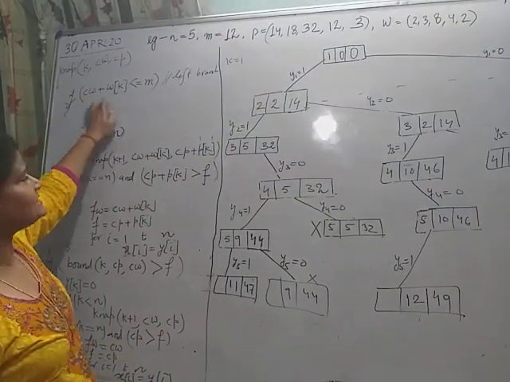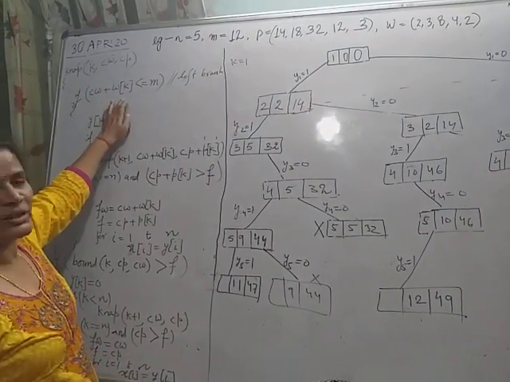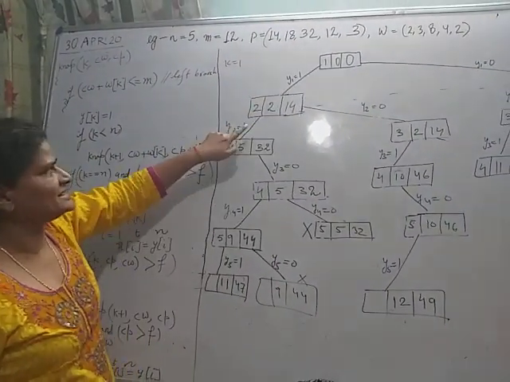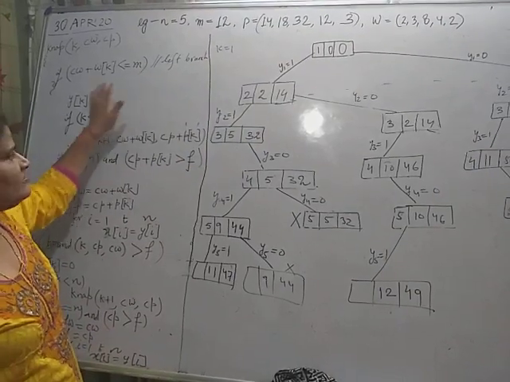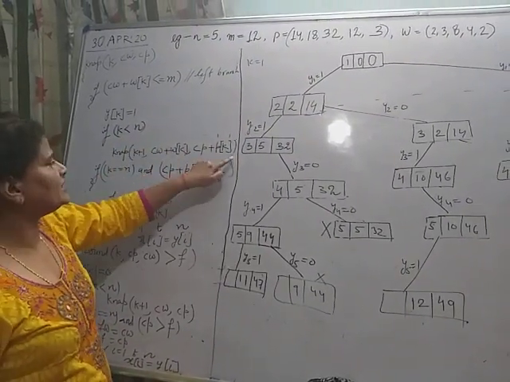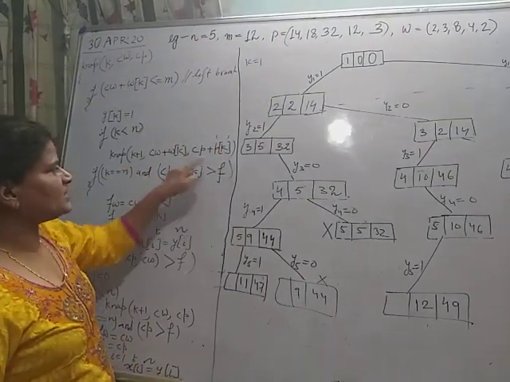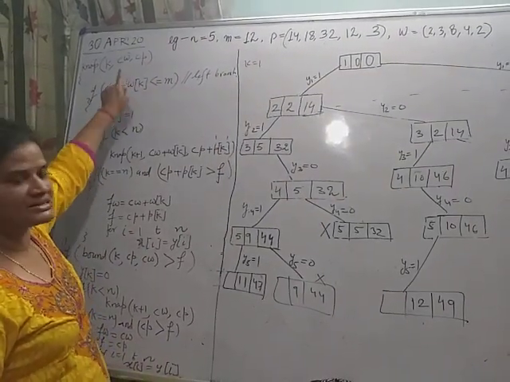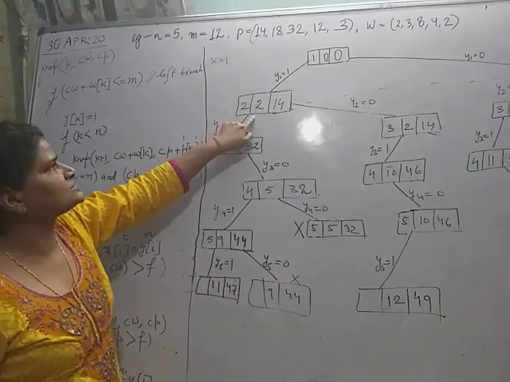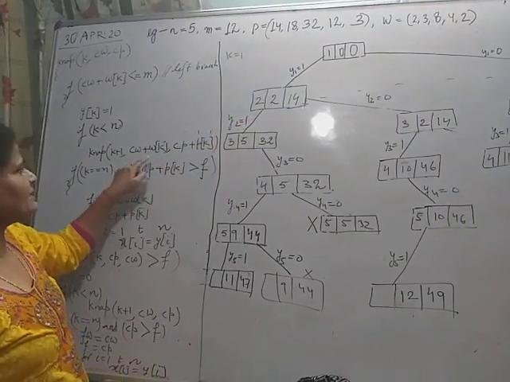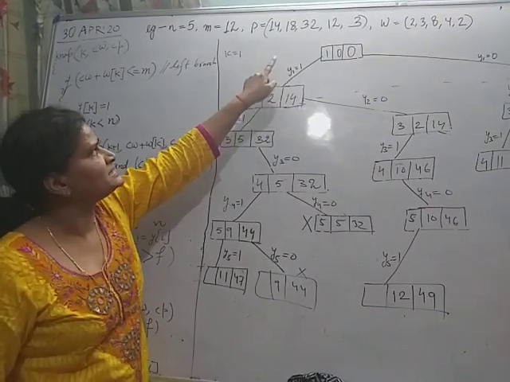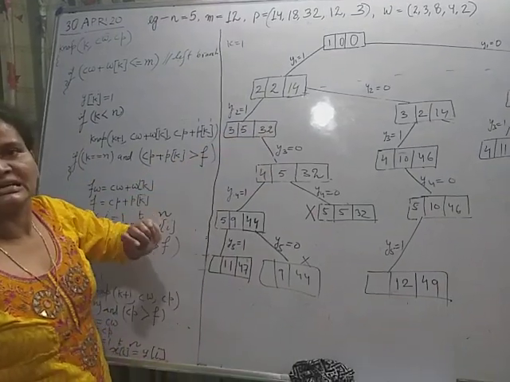So the next time the same function will be called with 2 and 14. Now again this will be checked. Cw plus wk is 2 plus the next, 3, that is 5, which is less than or equal to n. So y2 equal to 1, k less than n. So simply k plus 1, the same function is called with the next object, Cw is 2 plus 3, 5, and the profit is updated, Cp plus pk, 14 plus 18, that is 32.